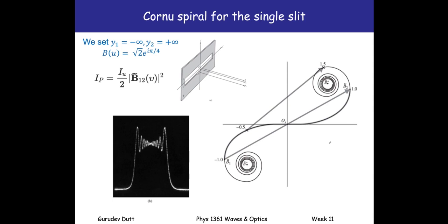So with that in mind, we can now use the Cornu spiral for the single slit to predict the irradiance pattern. Here I'm setting y1 and y2 to minus infinity and plus infinity. For the contribution to the phasor, we need to find the magnitude squared of the phasors for both the u and the v variables. The u variable is therefore going to get fixed. It's just going to be square root of 2. And the v variable, which is the one that we need to calculate, is along the z direction.